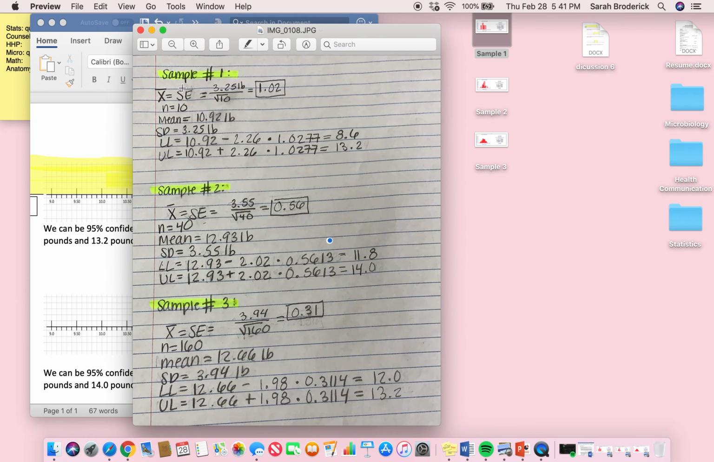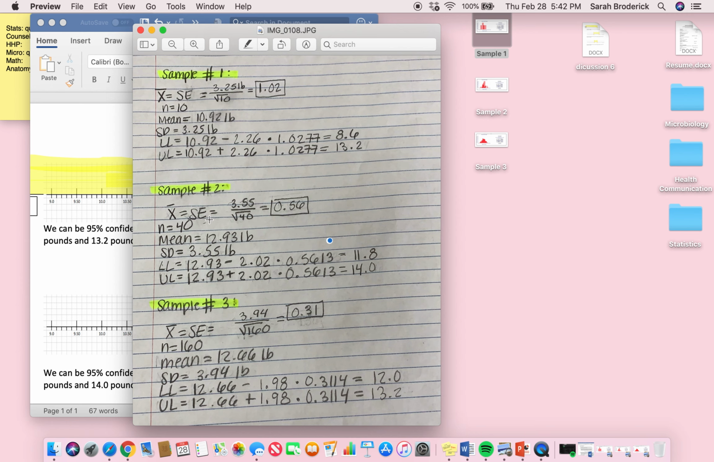So for sample 1, I got the standard deviation of our statistic. This is just a typical amount that a sample mean varies from the population. So I divided the standard deviation by the square root of the sample size. And then for my lower limit, I got 8.6, and my upper limit, I got 13.2.